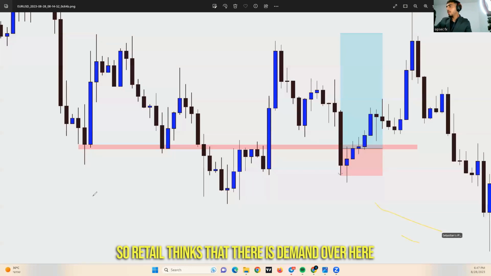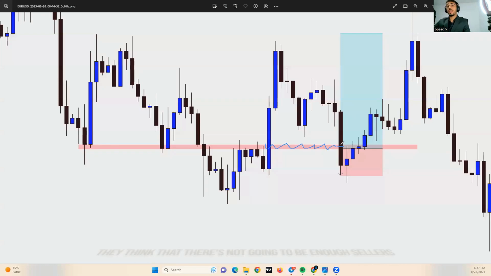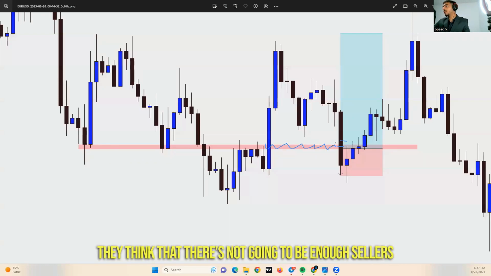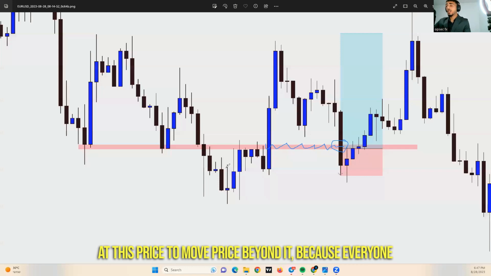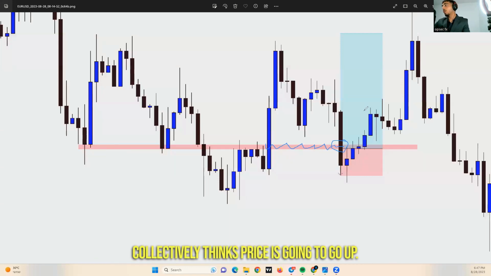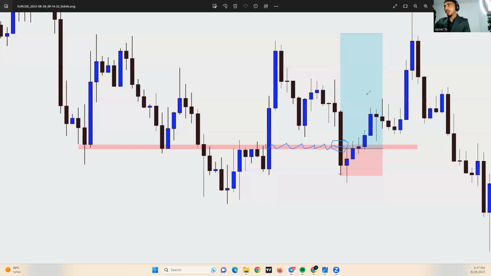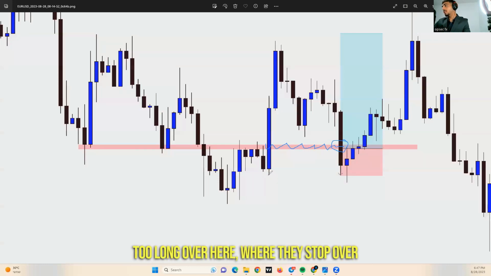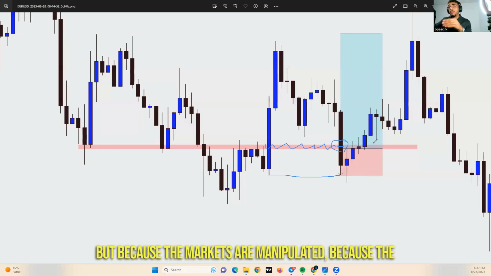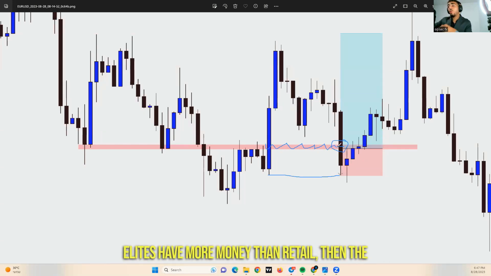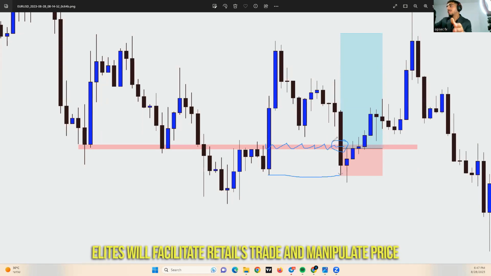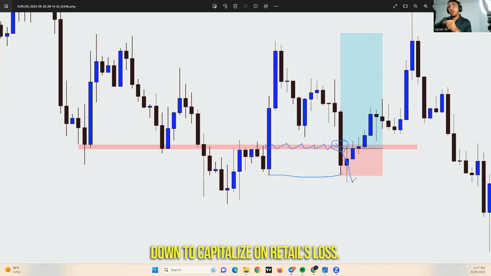So retail thinks that there is demand over here. Because they think there is demand over here, they think that there's not going to be enough sellers at this price to move price beyond it, because everyone collectively thinks price is going to go up. And that is why they're going to look to long over here, where they stop over here, thinking that this low is protected. But because the markets are manipulated, because the elites have more money than retail, the elites will facilitate retail's trade and manipulate price down to capitalize on retail's loss.